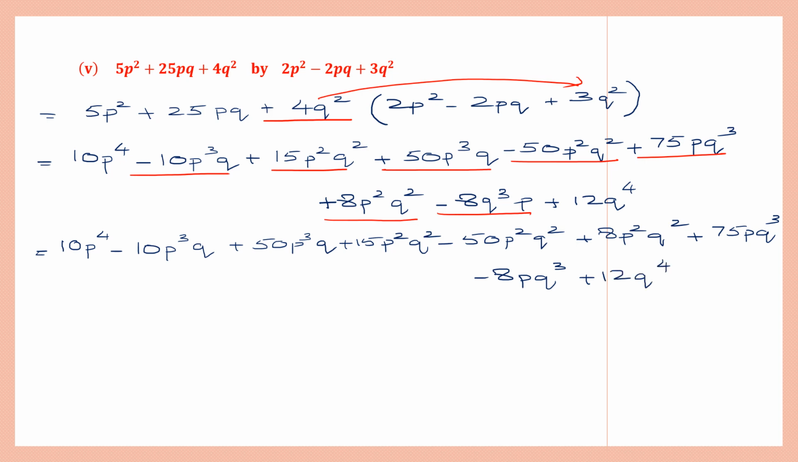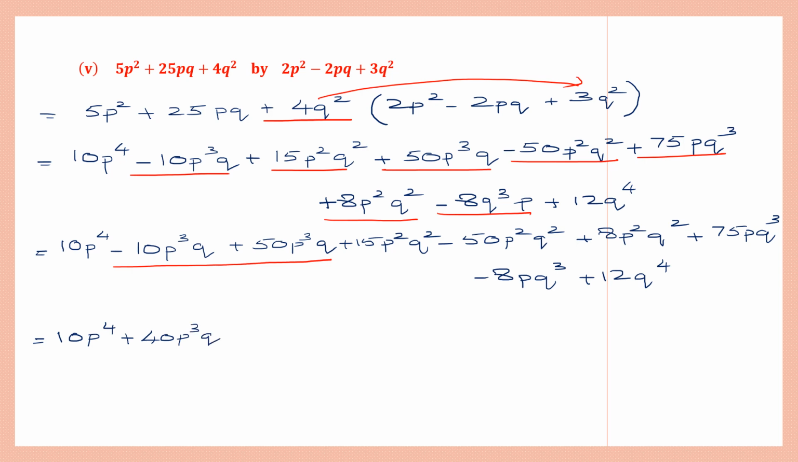Now let's work out these. So the first one is as it is, which is 10 p to the power of 4. Now here we need to work out these two. Minus 10 p cubed q plus 50 p cubed q. Signs are different. Put the sign of the bigger number and subtract. 50 minus 10 is 40. So that is 40 p cubed q.